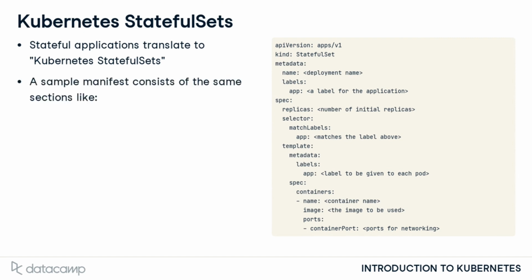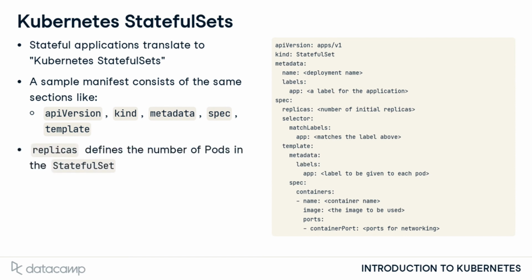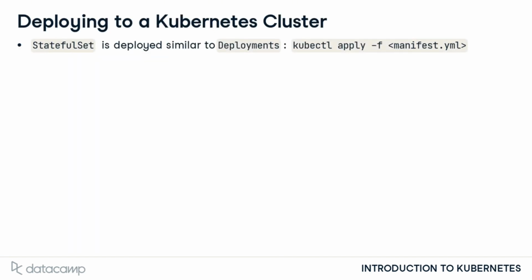Here is a sample manifest for such a stateful set. A stateful set has the same sections that we know already: API version, kind for declaring a stateful set, metadata, and spec for declaring detailed specifications of our stateful set, like the template for our pods and the number of replicas. Again, we also have a selector section, which we will discuss later. We deploy stateful sets like we deploy deployments by executing the command kubectl apply -f manifest.yaml.